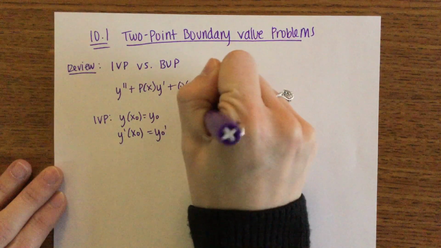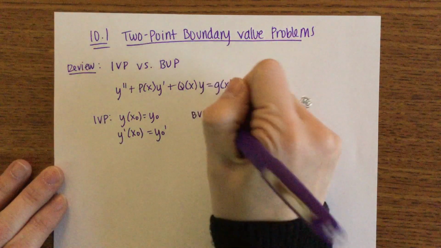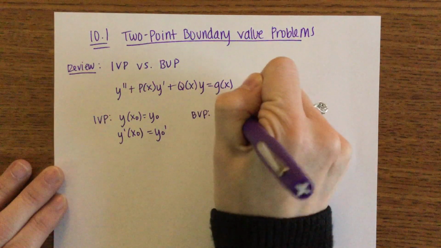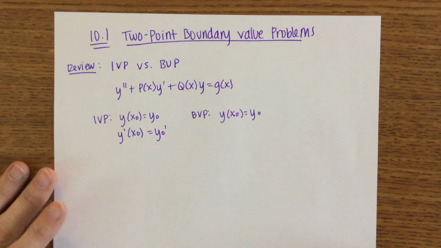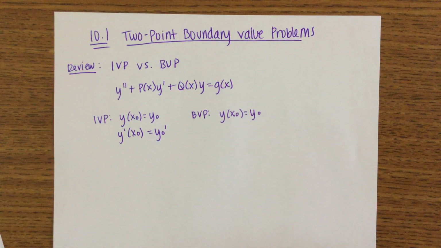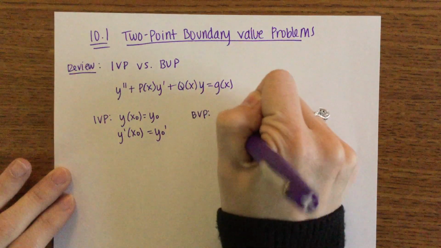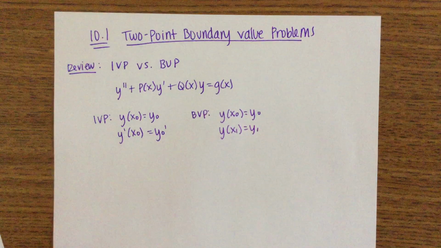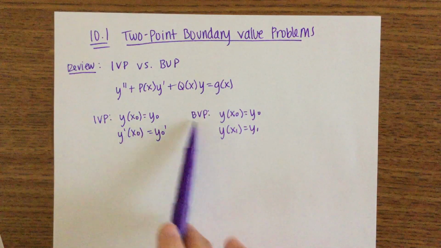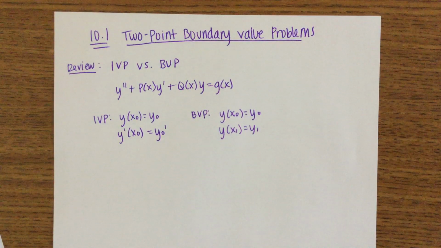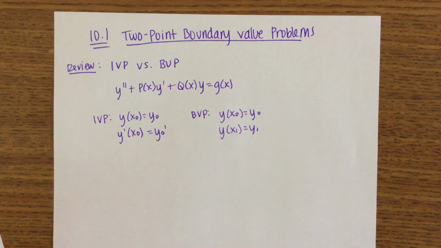Can't remember what section, but in some section we also saw boundary value problems. Same condition is the same, y of x naught equals y naught. Do you remember what the other condition is? y of x1 equals y1. So with an initial value problem, you look at the derivative. With a boundary value problem, you look only at the solution. So this is called a 2-point boundary value problem because you're given 2 points.